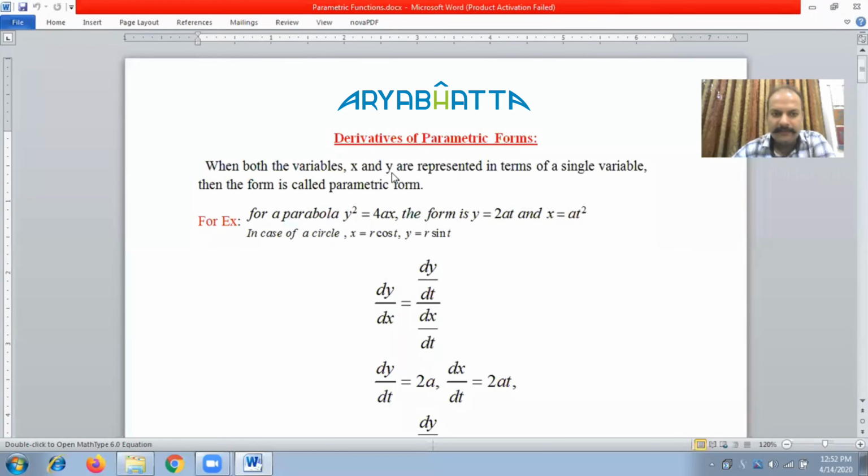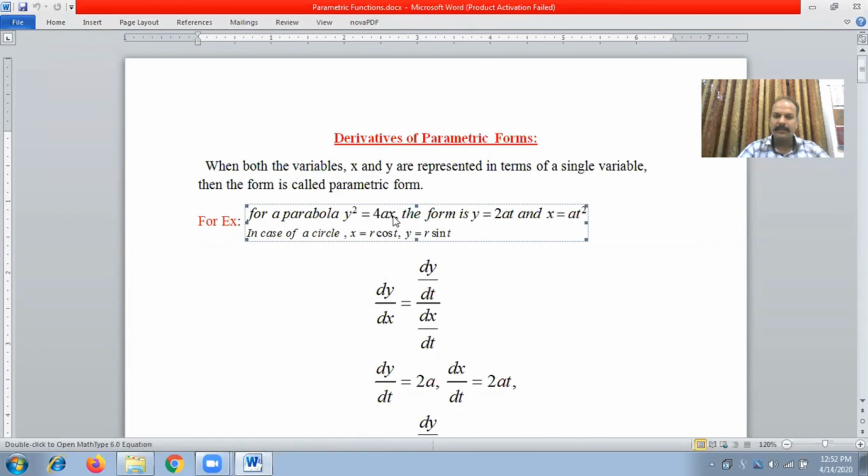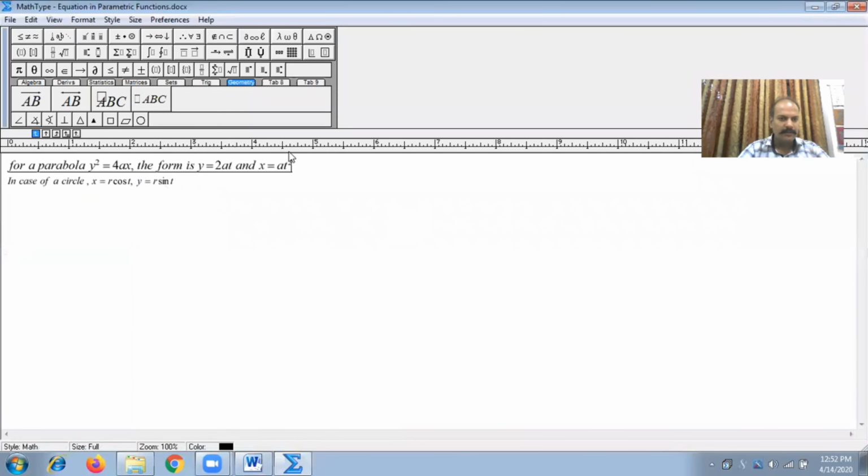Yes, today we have derivative of parametric forms. Now, first of all, what are called parametric forms? When both the variables x and y, or you can say the dependent and independent variable, are expressed in terms of a single variable, we call the form a parametric form. For example, in case of a parabola, this is the equation of a parabola.